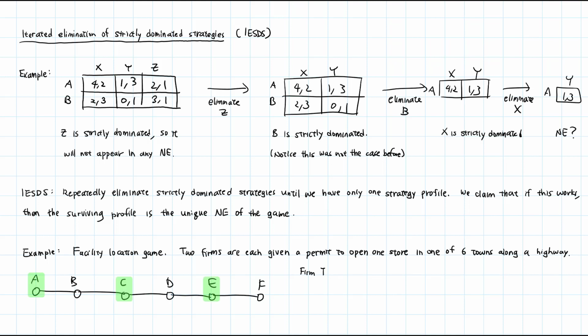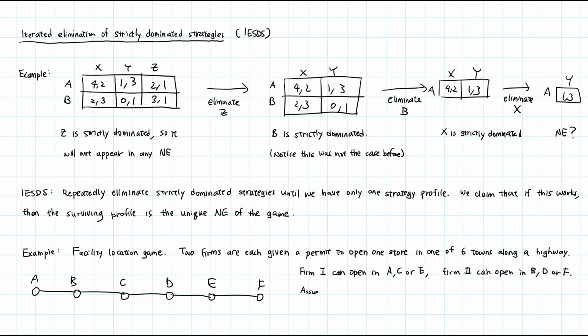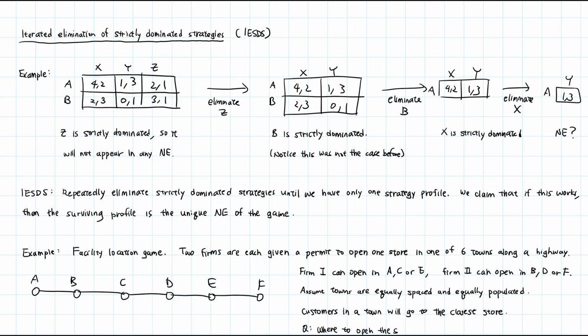Firm 1 can open in A, C, or E. Firm 2 can open in B, D, or F. We assume that the towns are equally spaced and equally populated. Customers in one town will go to the closest store. So the question is, where to open the stores?